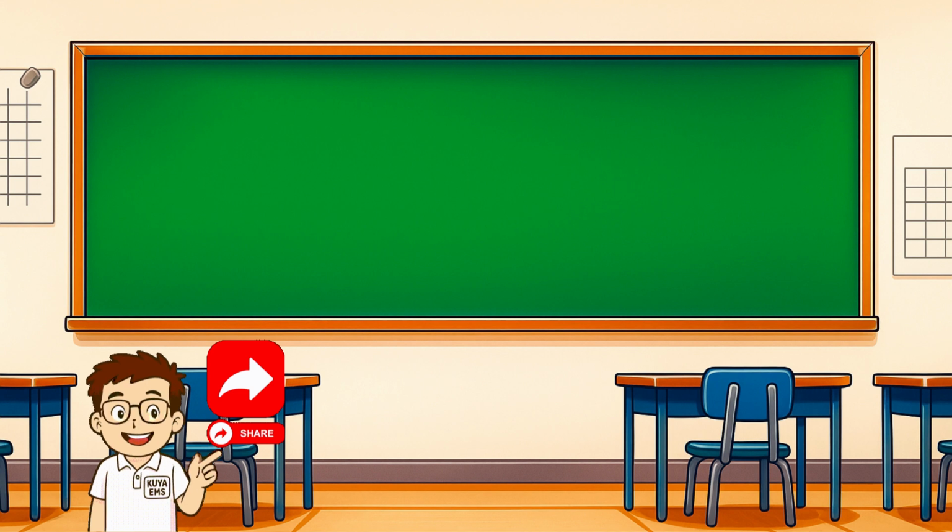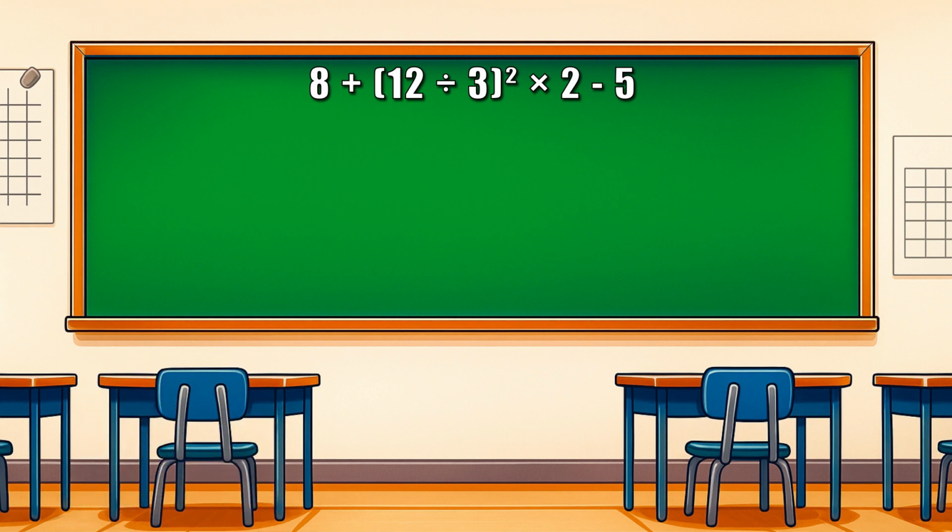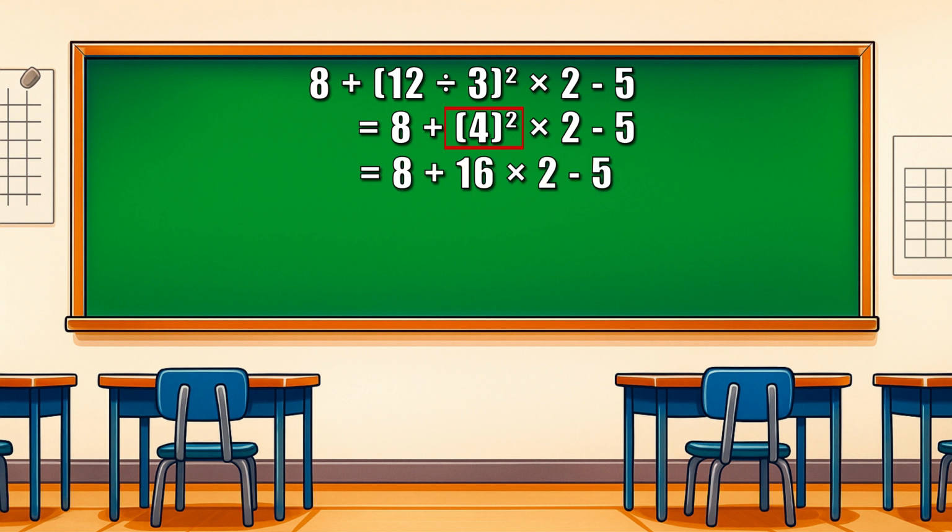Ready for the boss level? We have our next problem. 8 plus the squared of the quantity 12 divided by 3 times 2 minus 5. Step 1. The parentheses. 12 divided by 3 is 4. Step 2. Exponents. 4 squared is equal to 16. Step 3. Multiplication. 16 times 2 is equal to 32.